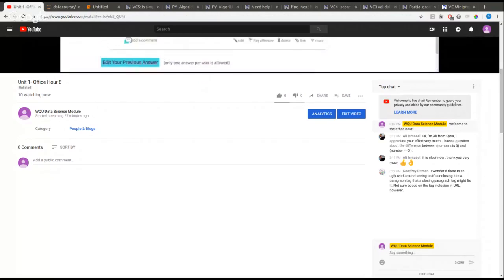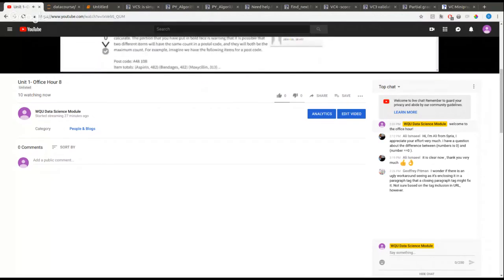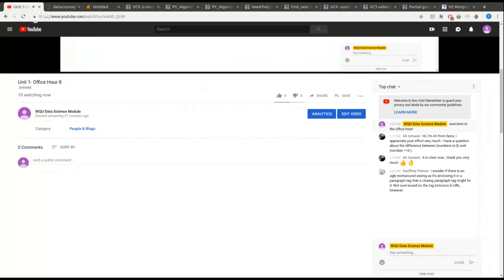Is there an ugly workaround, seeing as it's enclosing a paragraph tag, that a closing paragraph might fix this? The problem is when I clicked the link, it was converting the paragraph tags into URL decoded characters. So it was being interpreted as part of the text of the link. But I think my ugly workaround was just to use an answer instead of a comment, which is fine in this case, I think. Yeah, maybe this would have worked. I'm not sure.